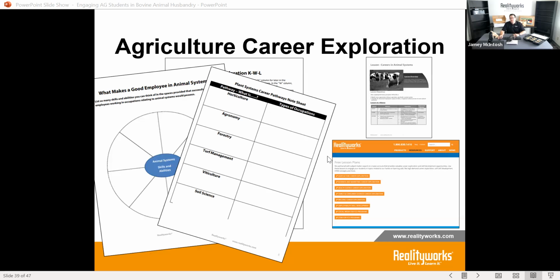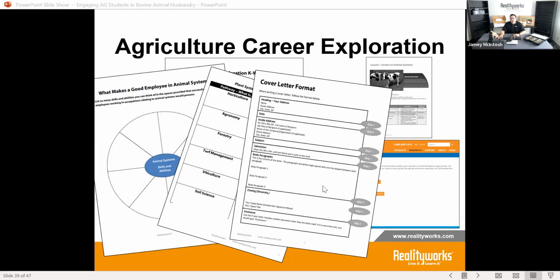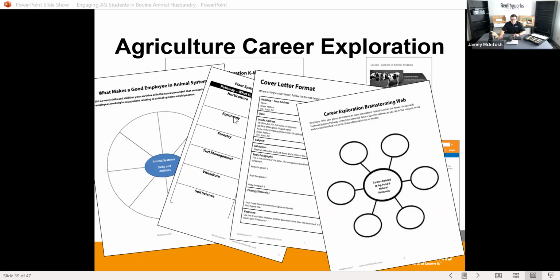This really helps them understand that, all the way to giving us a lesson where students can start looking at jobs out there and do things like creating cover letters and resumes that might fit one of these pathways in one of these worlds.